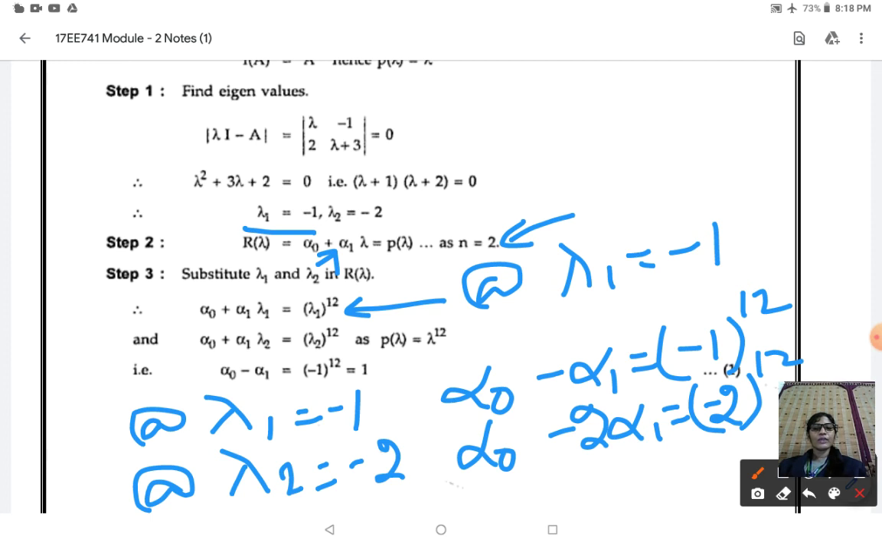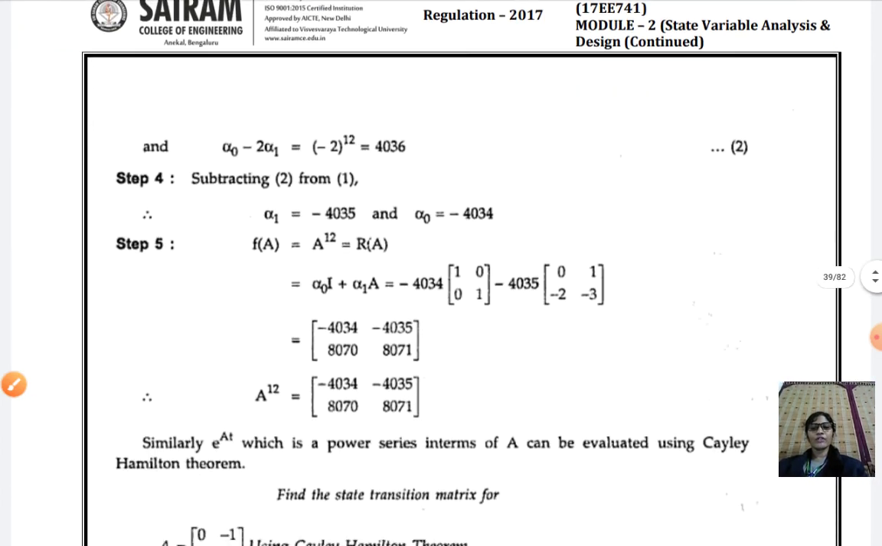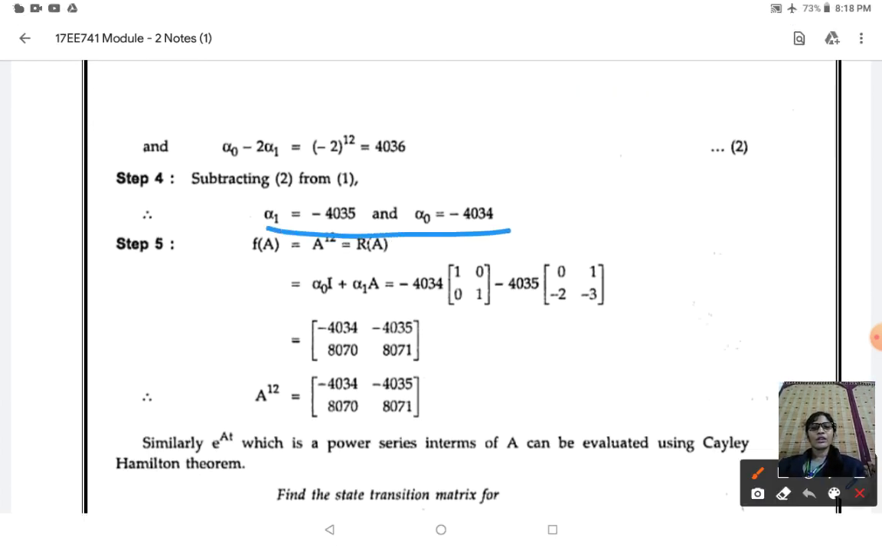Then you will be calculating one over the other. Like here you can make a subtraction of these two equations. So you will be getting the value of alpha 1. Likewise you calculate the terms alpha naught and alpha 1 with a simple algebraic addition or subtraction, and you can even use the matrix form.